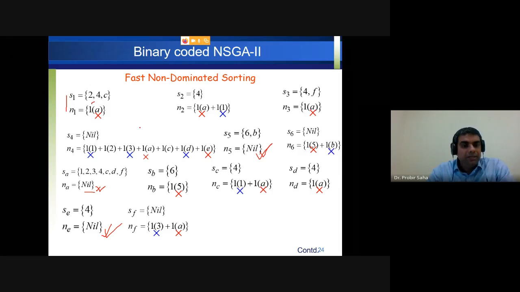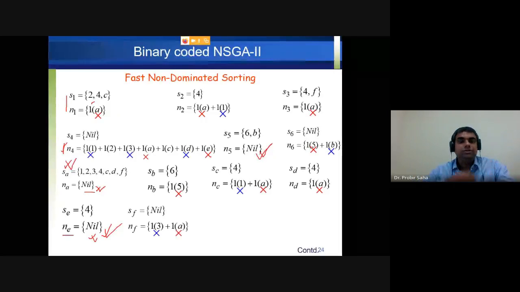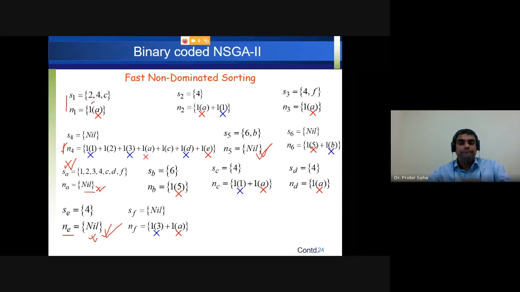How to delete? Now you can see that for NA I will go to the SA list. So SA list I will check. Oh, it's very big. I will go with any, so I'll go with 4. Where is the 4? 4 is here. I will go into the N value, the domination count of 4. From here, what should I delete? I should delete NE, because this is no more in this domination count since I have already chosen it. So you continue to do that.